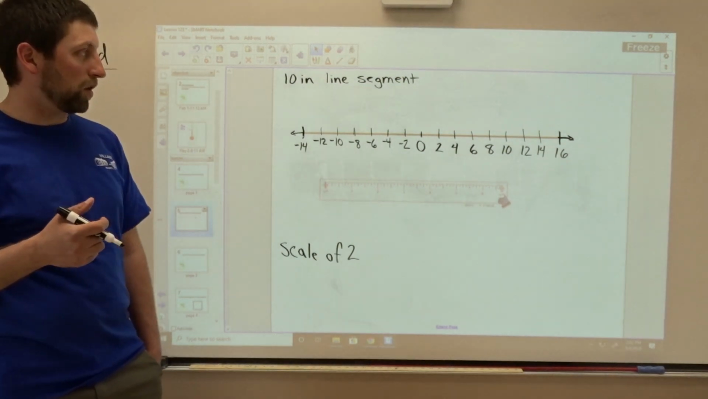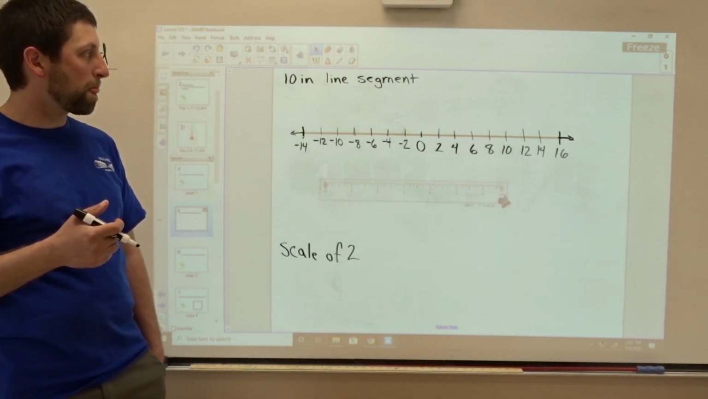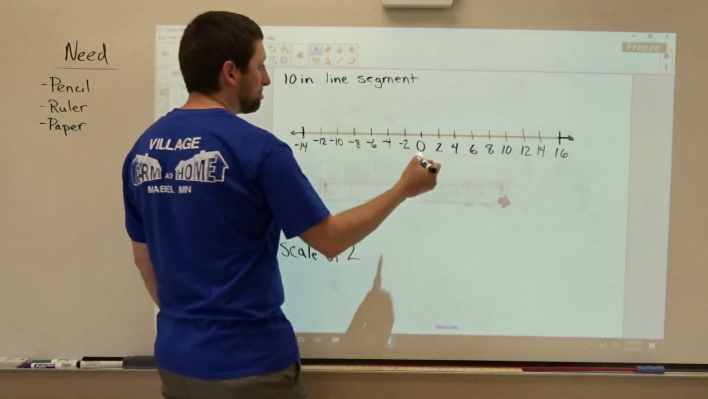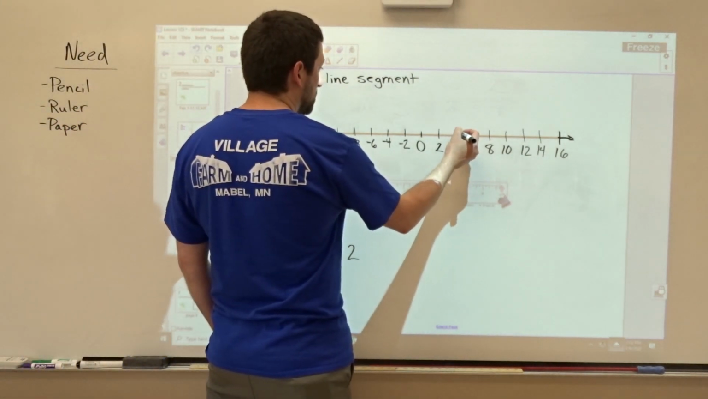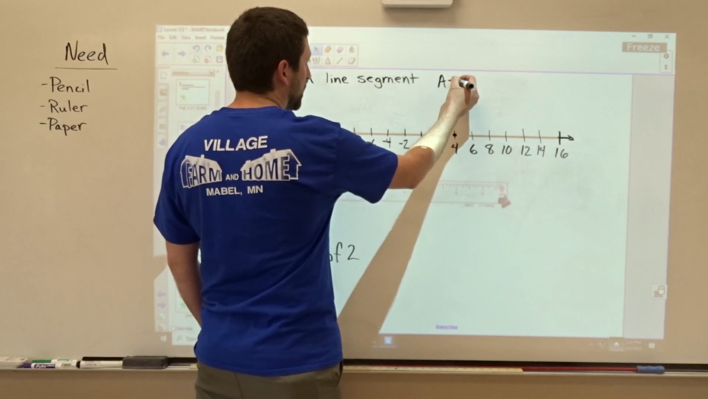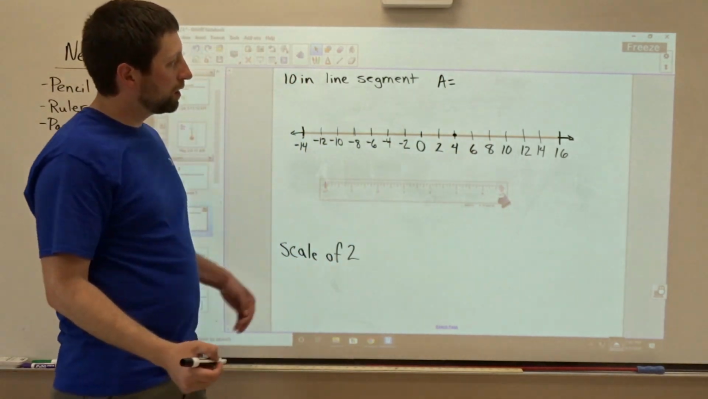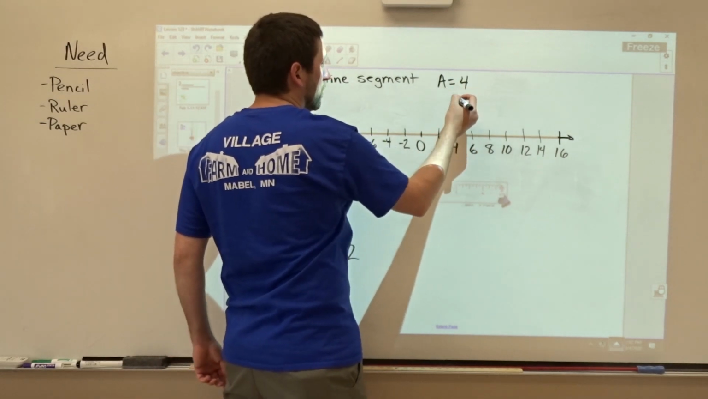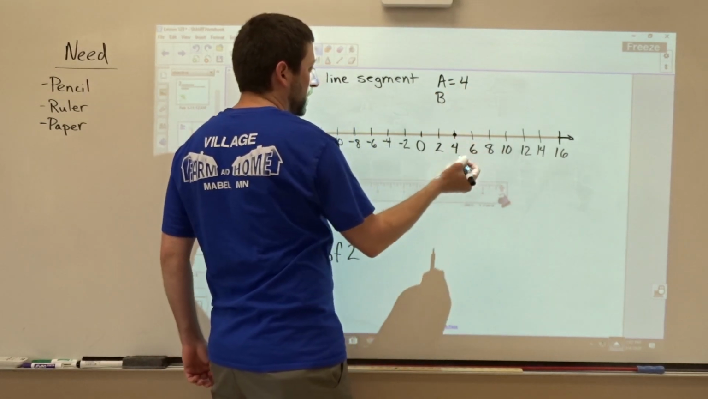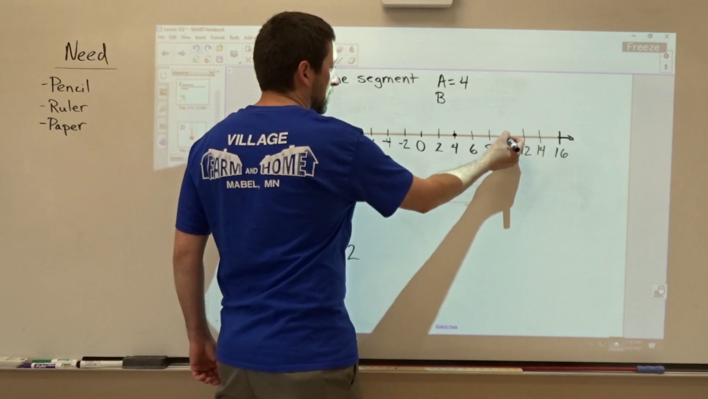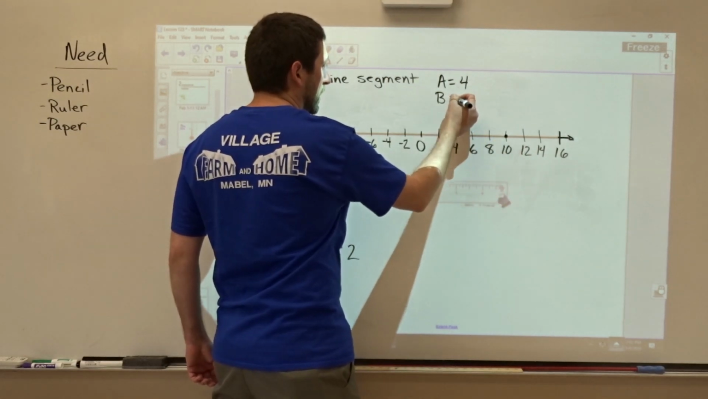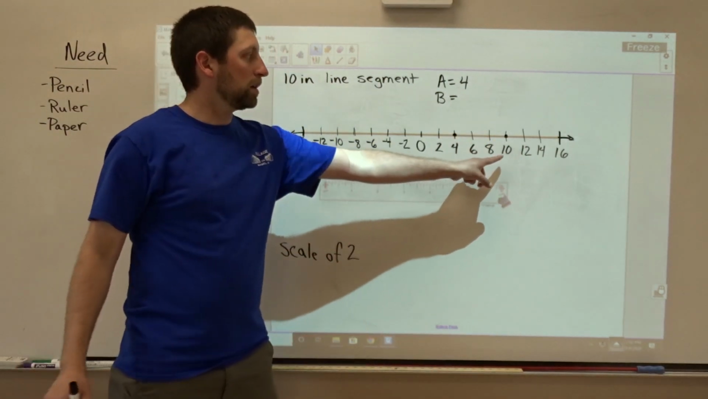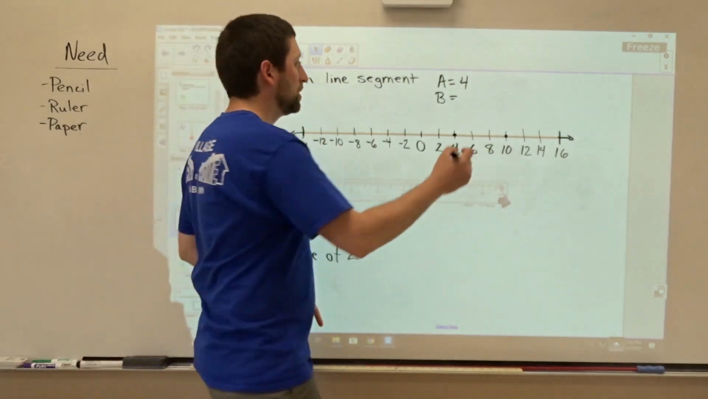Next up, let's start graphing some points on here. First one up, we'll say is A. Put A right here. A would equal 4. B, let's put there. B would equal 10.